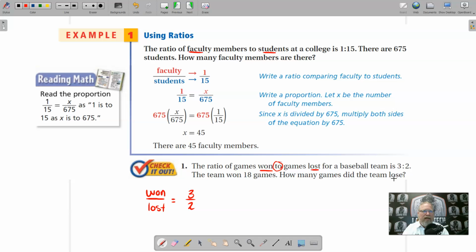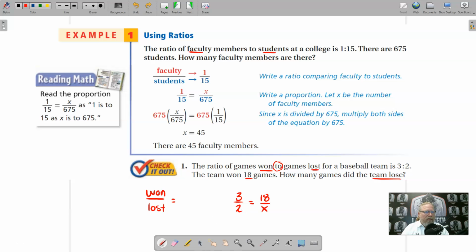How many did the team lose? So losing is the unknown. So the X value is going to be down here, the unknown number of losses. But we do know that they won 18 games at this point here. So in that case, I'm going to move this over a little bit so that we have it separated from that. Give us a little bit of room to work.